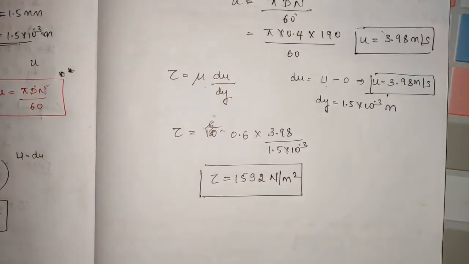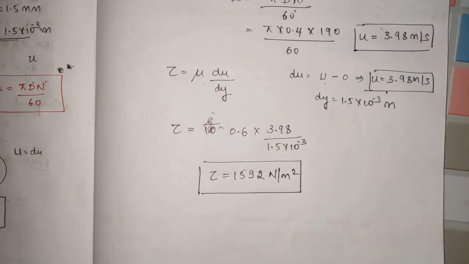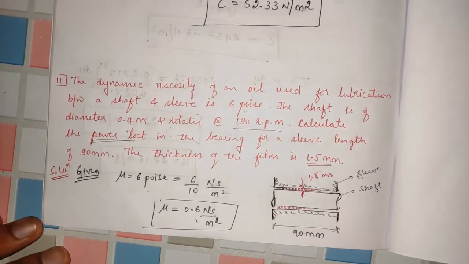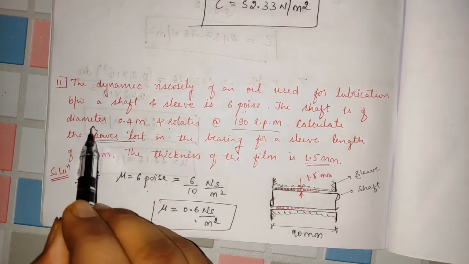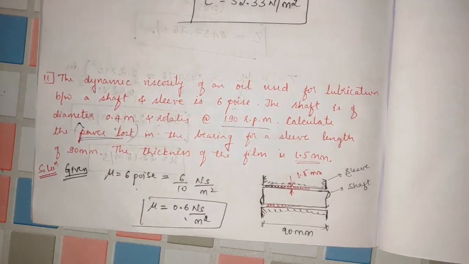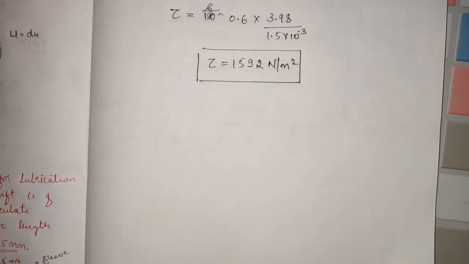1.592 Newton per meter square. But we found the shear stress. But here in the question, what we need to find? We need to find the power lost. Here another formula will be there for the power lost, so please remember that.